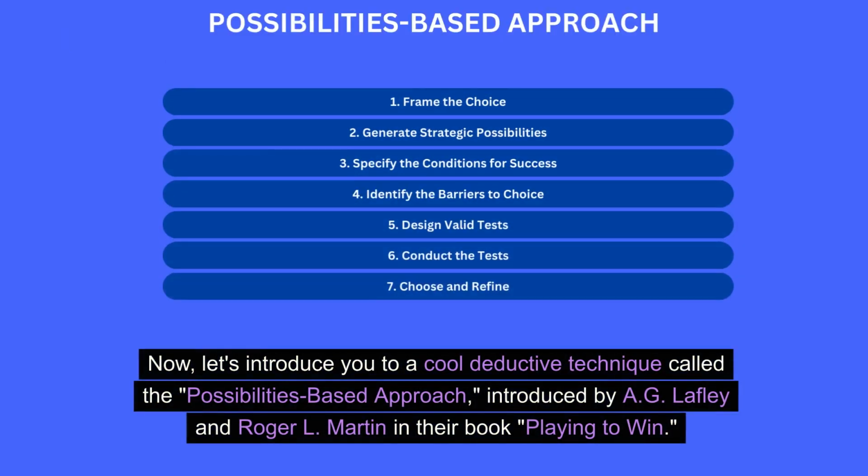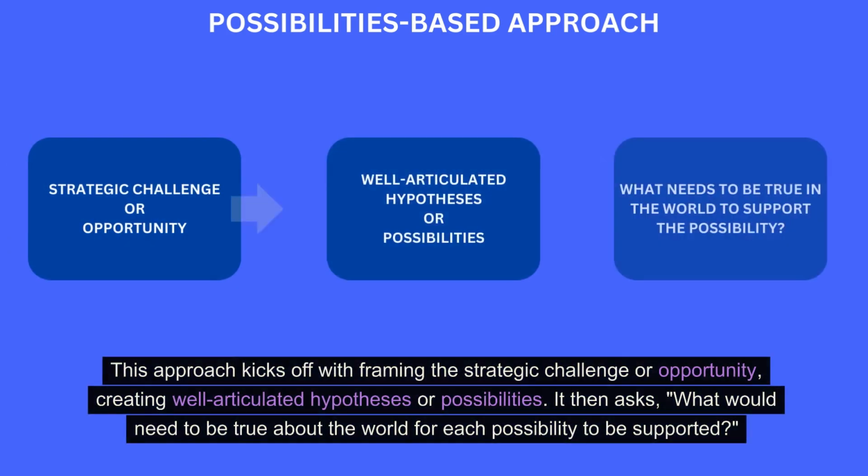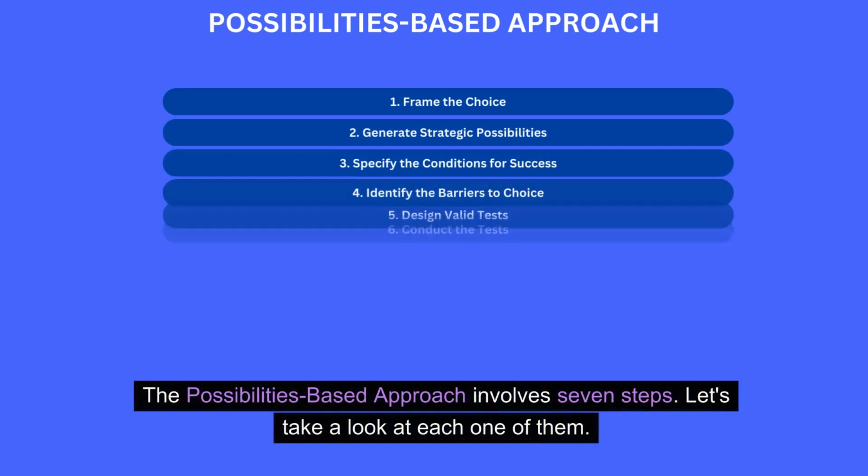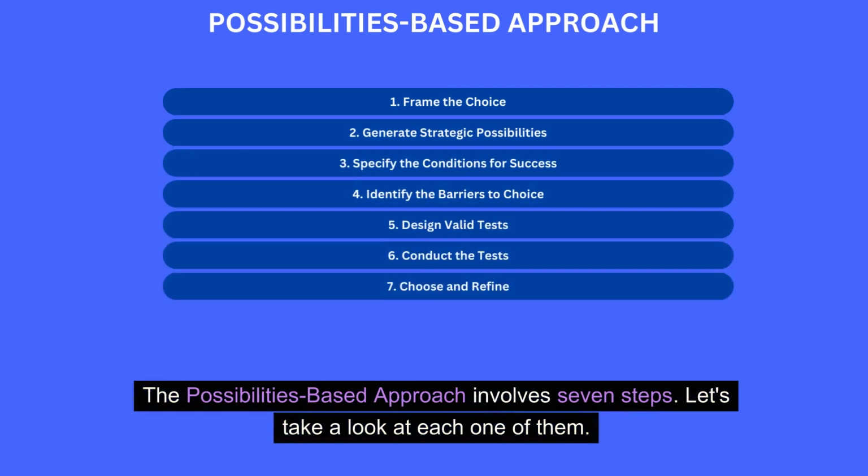Now, let's introduce you to a cool deductive technique called the possibilities-based approach, introduced by A.G. Lafley and Roger L. Martin in their book, Playing to Win. This approach kicks off with framing the strategic challenge or opportunity, creating well-articulated hypotheses or possibilities. It then asks, what would need to be true about the world for each possibility to be supported? The possibilities-based approach involves 7 steps. Let's take a look at each one of them.